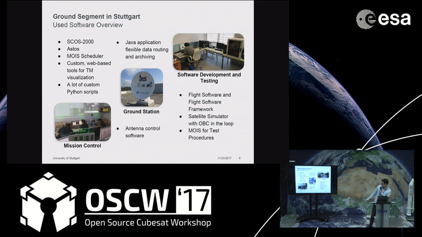Then there's the software development laboratory, where we run a satellite simulator, a model-based satellite simulator, with an onboard computer engineering model in the loop. This we use to test the flight software and the flight software framework, and we also use MOIS for test procedure execution. And the software highlighted in blue, I am going to show a few slides later, because these are the ones that we want to open source now. One of them we already have, but the other ones are coming.